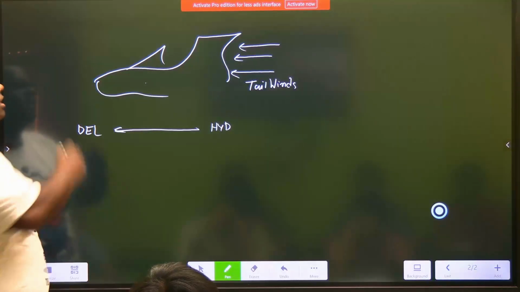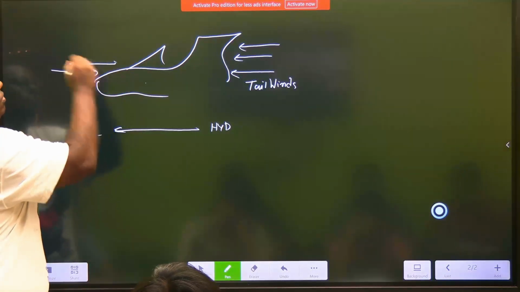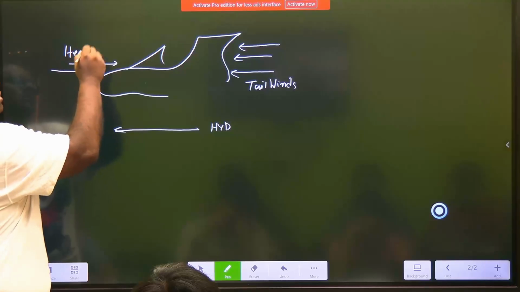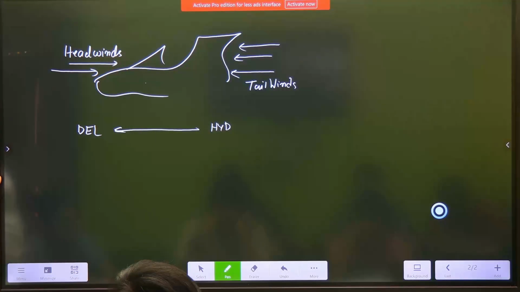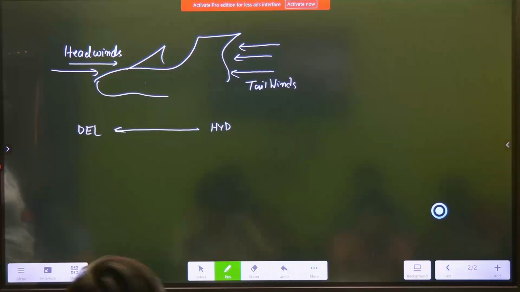So they'll say that we have headwinds. This is the language we use, headwinds. Okay, headwinds are not favorable for the time concerned for the journey. Headwinds will increase the journey.